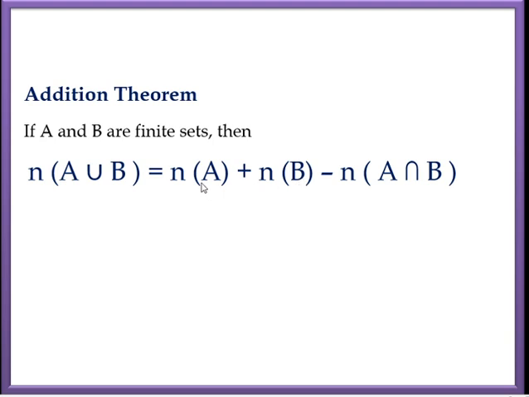But in this process, we are considering numbers which are common two times. Why? Once because they are in A, secondly they are in B. But in a set, one element is to be considered once only, and therefore we subtract N of (A intersection B) from this. So what is N of (A union B)? It is N of A plus N of B minus N of (A intersection B). This result is very important.